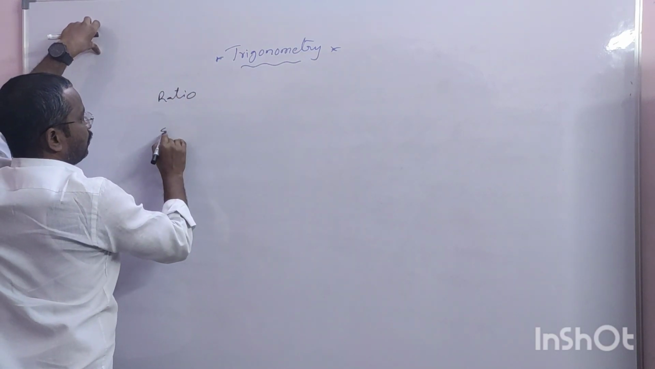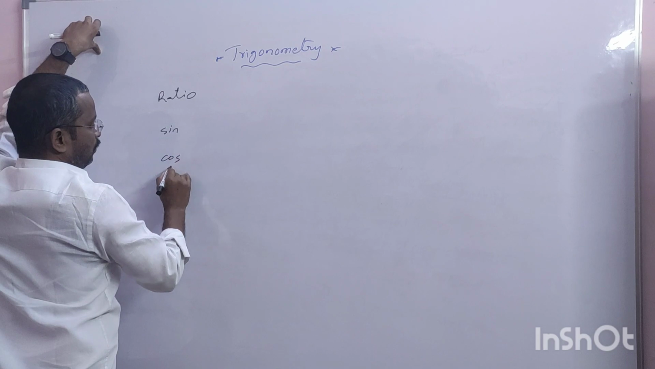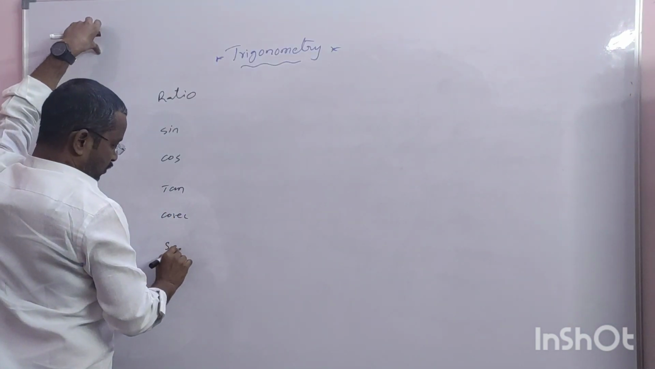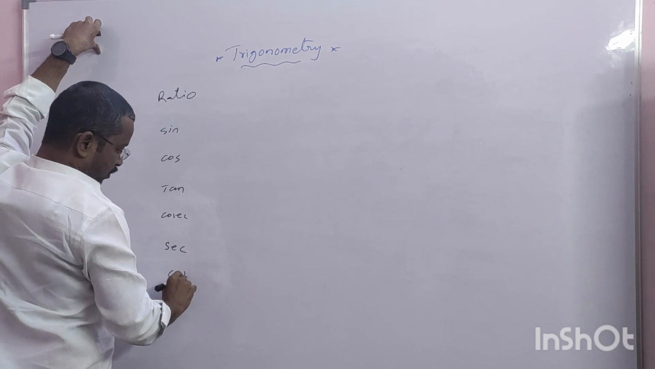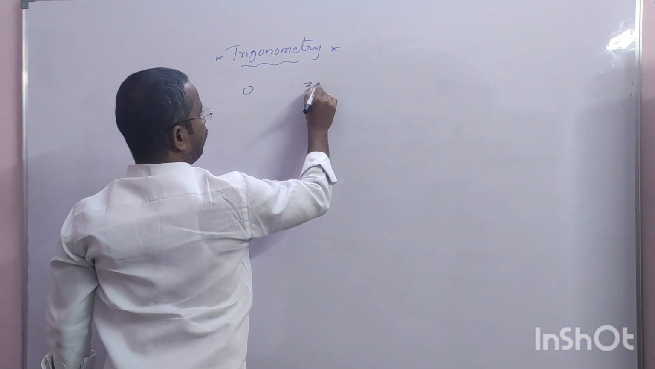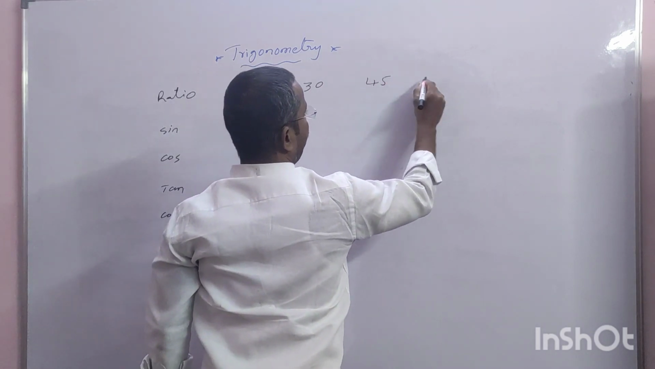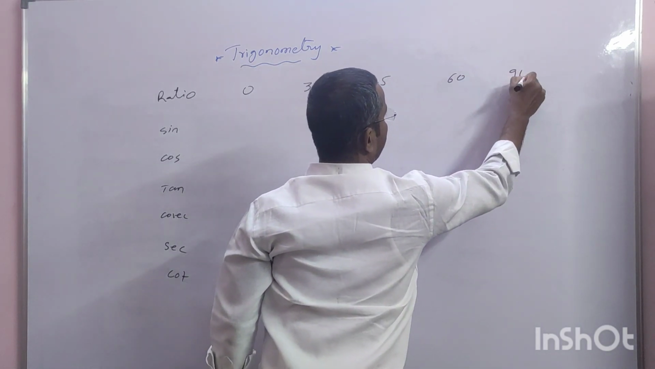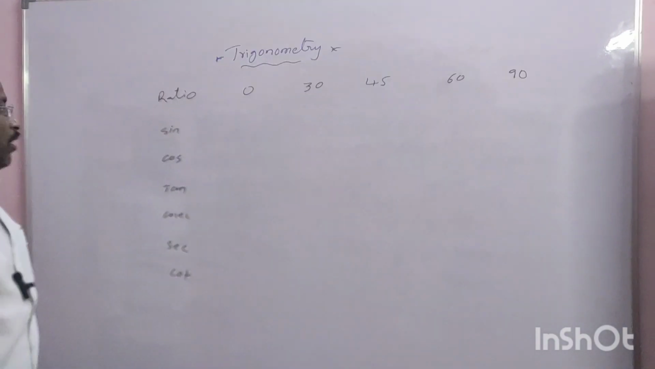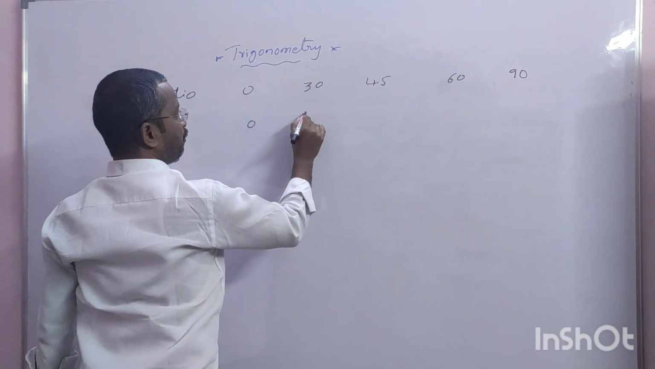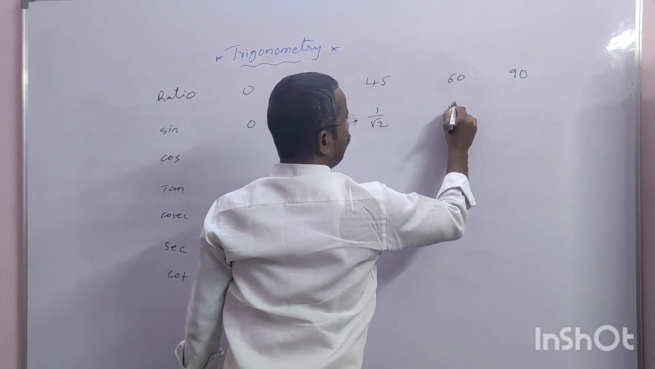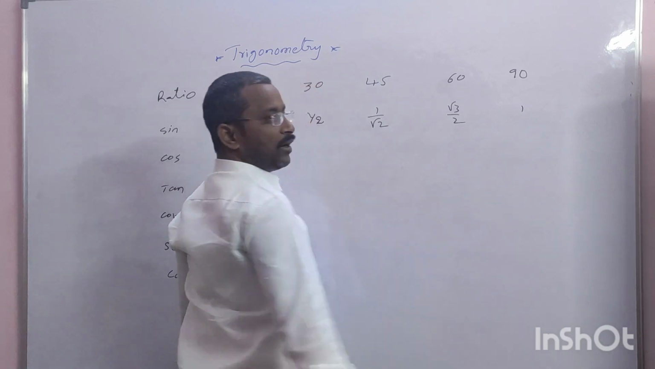Ratio: sin, cos, tan, cosec, sec, cot. What are the known values? 0 degrees, 30 degrees, 45 degrees, 60 degrees, 90 degrees. The first 5 values you should remember. What are they? 0, 1 by 2, 1 by root 2, root 3 by 2 and 1.